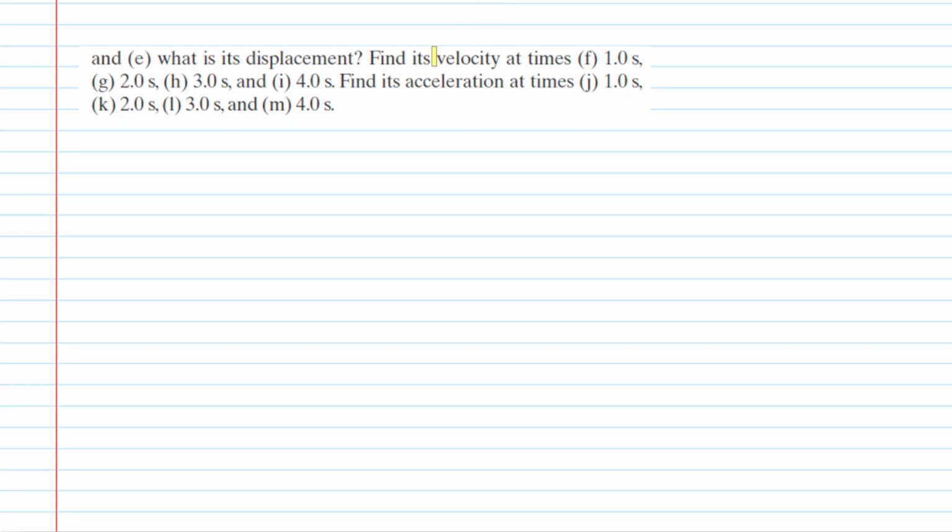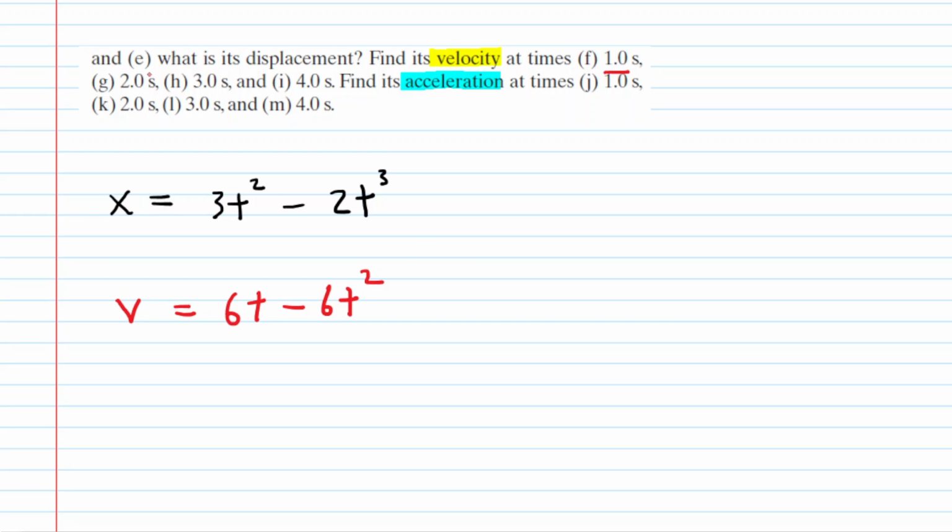Now, in the next several parts, we're going to calculate the velocity at various time values as well as the acceleration. So to get the velocity, what we do is return to our position function, and then we calculate its derivative, just like we did earlier. And this time, instead of calling the derivative x prime, we will equivalently call it v for velocity. So in other words, the derivative of your position function will give you the velocity. So we just do our power rules again, just like earlier. This is 6t minus 6t squared, and then we'll just plug in these time values, 1, 2, 3, and 4 seconds.